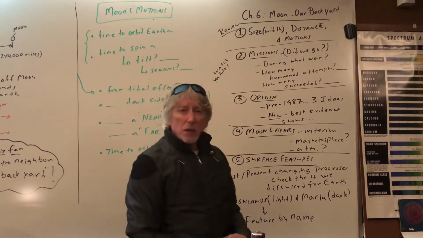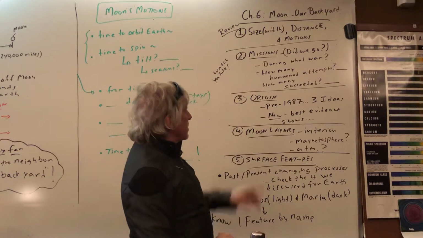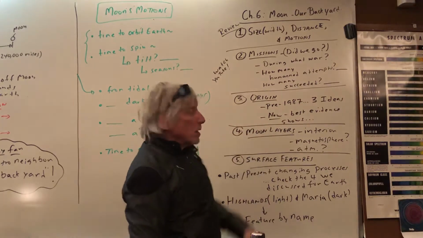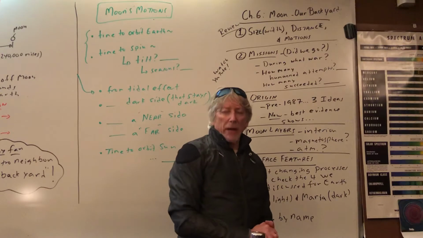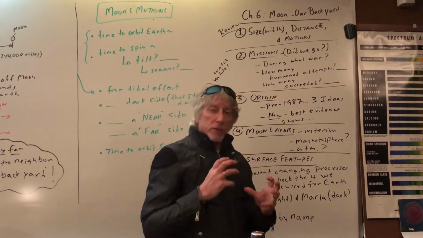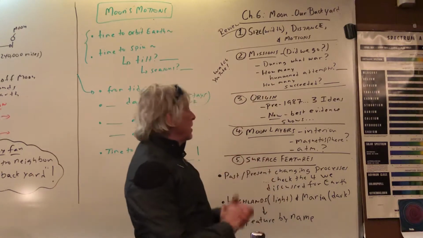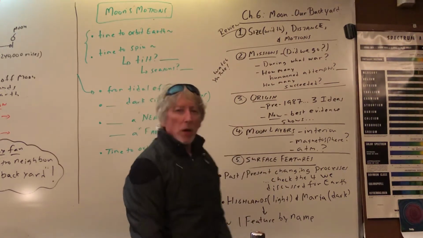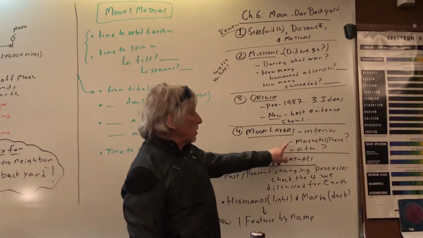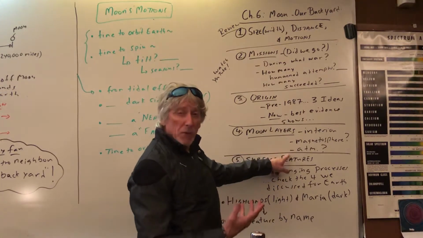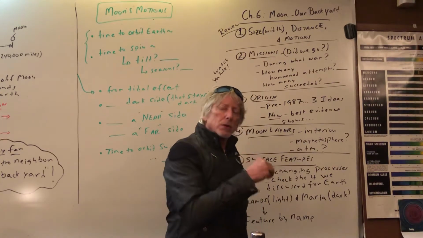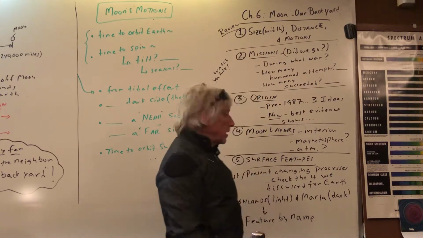Number 3 is the origin. And we'll see how this informed our understanding of this. We'll look at 3 ideas that people had pre-1987, and then exploring the evidence, the likely candidate for where moon came from. Then moon layers, interior, does it have a magnetosphere, does it have an atmosphere? You'll be able to figure that out. Understanding Earth, you can see what's there and what's missing here.